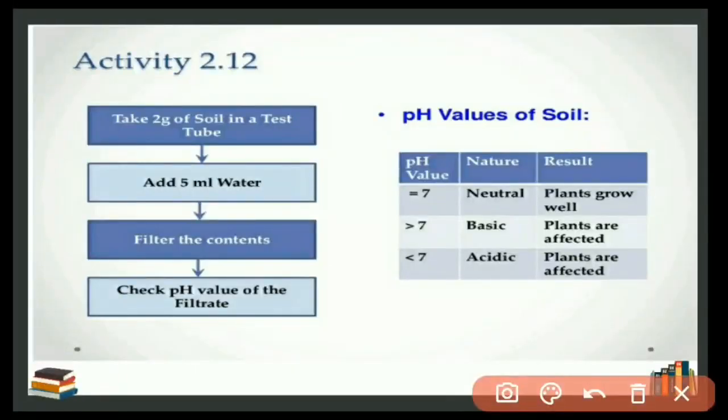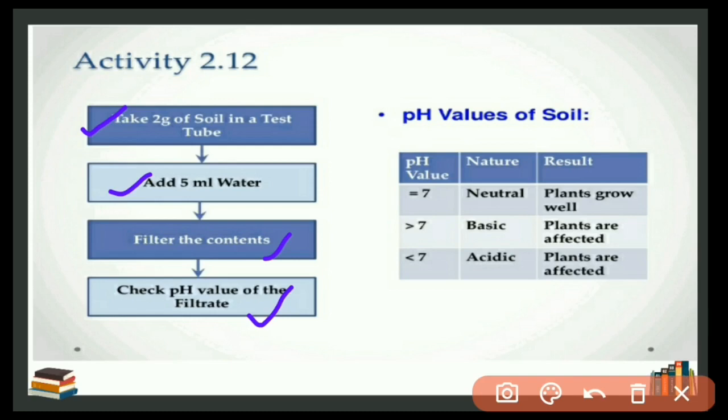Activity 2.12. In this activity, we determine the pH value of different soil samples. For this activity, take a 2 gram sample of soil in a test tube, add 5 ml water and filter it. Then check the pH value, and similarly repeat this activity for different soil samples, and we get different pH values for different soil samples.